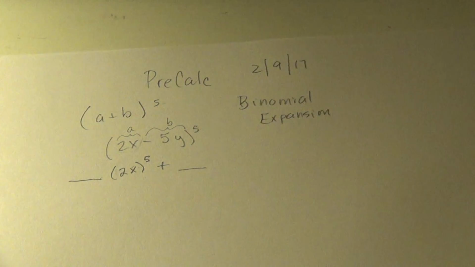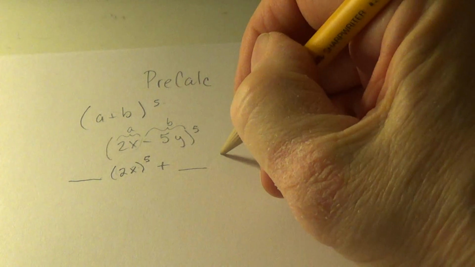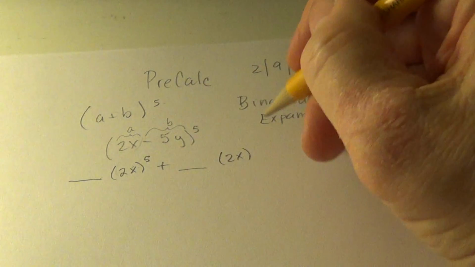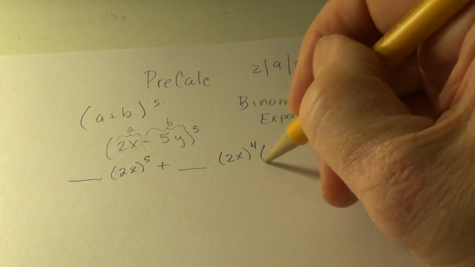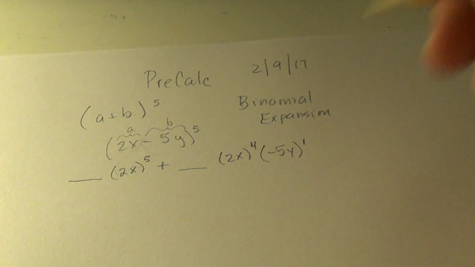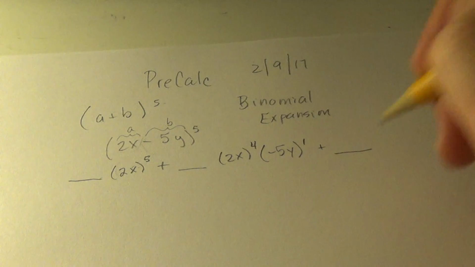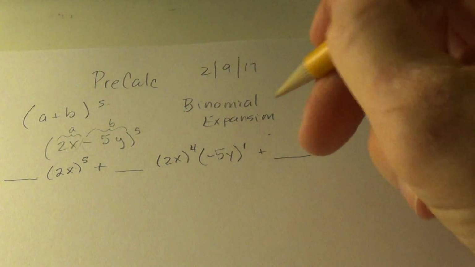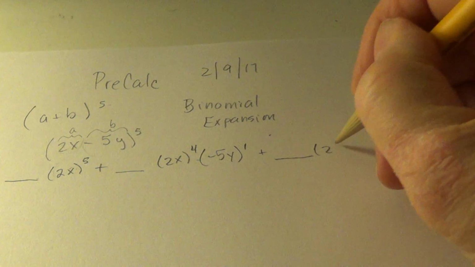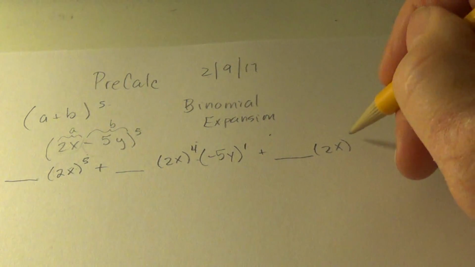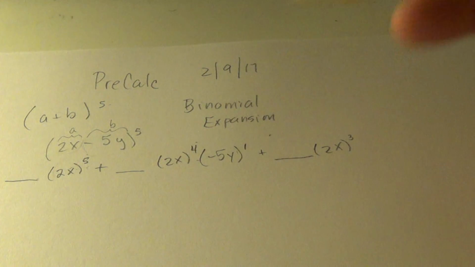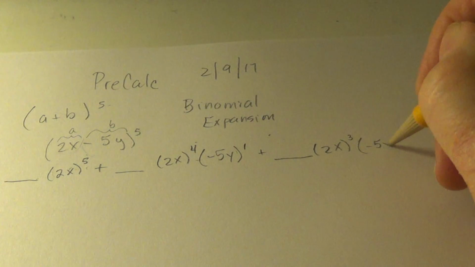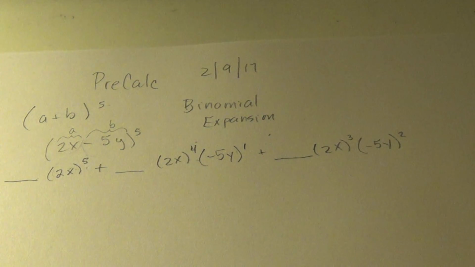Next, there's a coefficient. Then the 2x will reduce. It's going downward. And then this b term, the negative 5y, will appear. It'll appear to the 1. We don't have to write that 1, but I will do it to show you the pattern more clearly. Then we have a coefficient. What's going to happen to our 2x? It was 5, 4, it's now raised to the 3. The negative 5y did not appear. Now it appeared once, so it's on the rise. So now it's up to the 2.